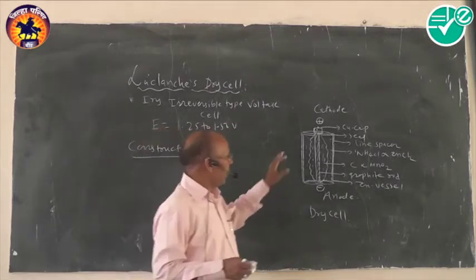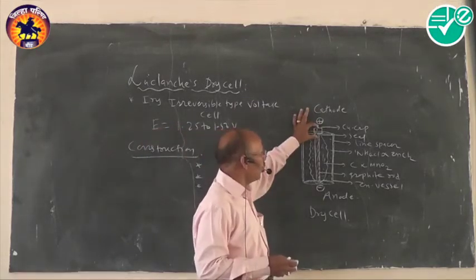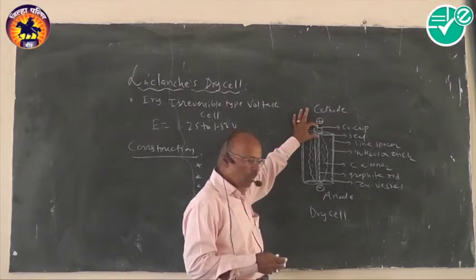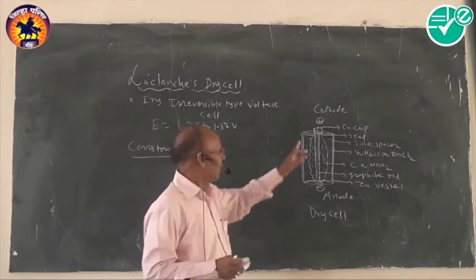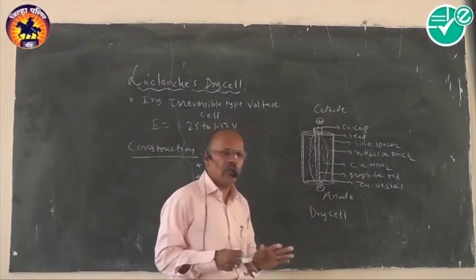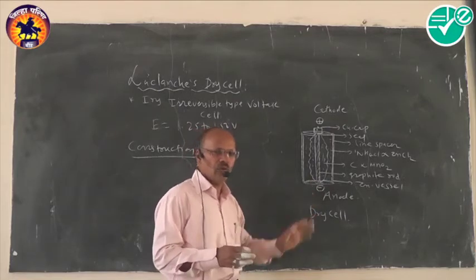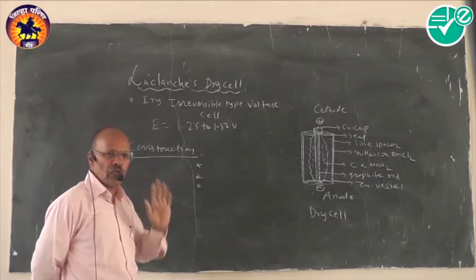Then the upper end of this zinc vessel is enclosed with the help of a copper cap. In this cell, the graphite rod acts as the cathode and the zinc vessel itself acts as the anode. So this is the simple construction of the Leclanché dry cell.